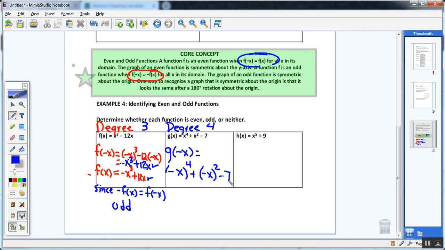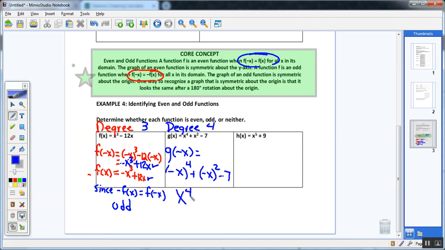Now let's just think about this. Negative x to the 4th. That's like how many negative x's get multiplied together? 4 of them. But a negative times a negative times a negative times a negative is a positive. So this part right here in parentheses is really x to the 4th.